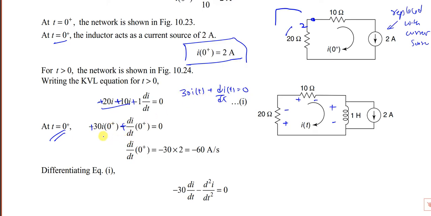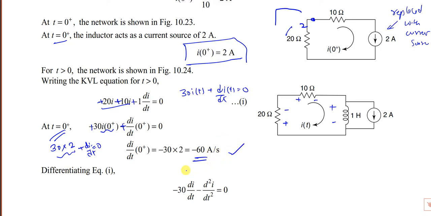I of 0 plus. Now at t is equal to 0 plus, the I of 0 plus value is 2 amps. So 30 into I, where the value is 2, plus di by dt is equal to 0. So di by dt of 0 plus is 30 into 2, which is 60. If you bring it to the right side, it becomes minus 60 amps per second squared.